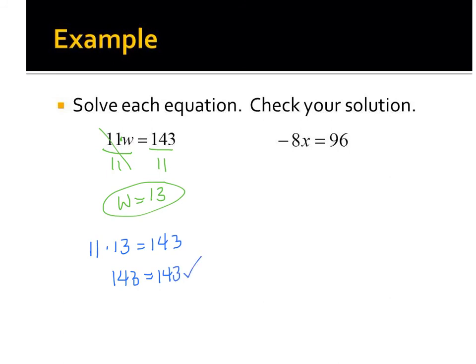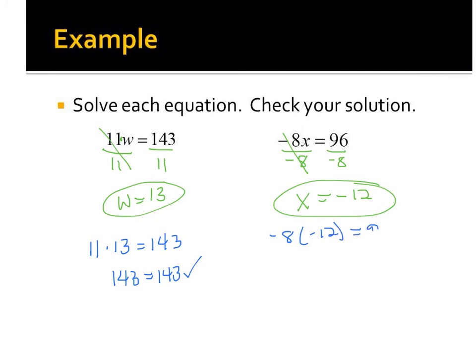All right, and on the other one, negative 8 times x equals 96. So we're going to divide by negative 8, right, because I want a positive x. And then 96 divided by negative 8 is negative 12. So there's my answer. My check is negative 8 times negative 12 equals 96. Negative 8 times negative 12 is 96. There we go.